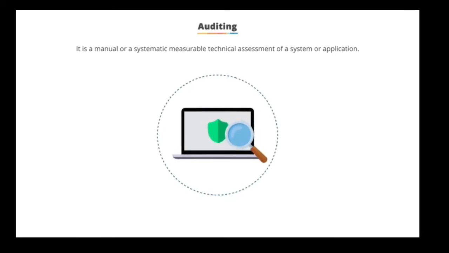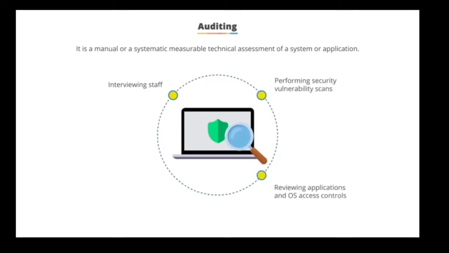Auditing. An audit is a manual or systematic, measurable technical assessment of a system or application. Manual assessments include interviewing staff, performing security vulnerability scans, reviewing applications and operating systems access controls, and analyzing physical access to the systems.